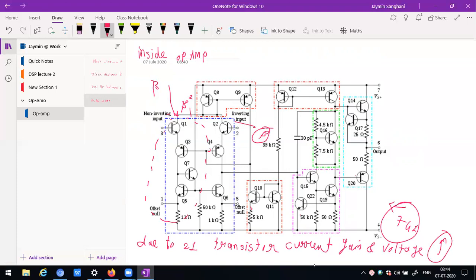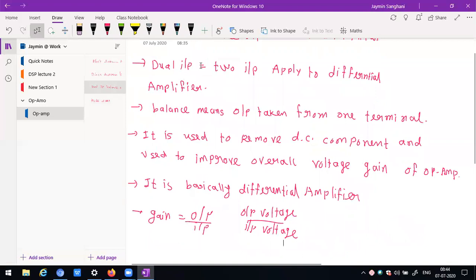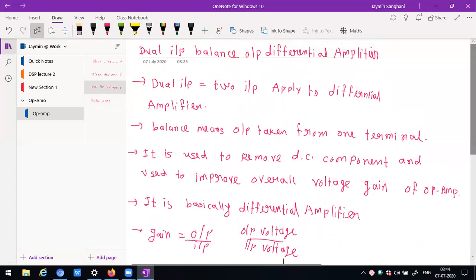Voltage is significantly improved. That's why in an operational amplifier we can get a large amount of gain compared to a transistor. Why? Because several transistors can be connected in different ways. See this figure very carefully. Here, what is the role of the dual input balanced output differential amplifier that I have explained here?